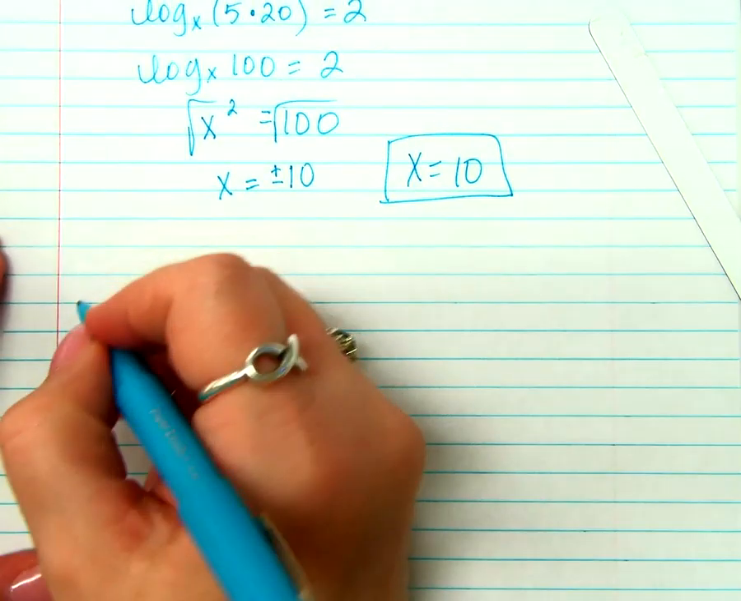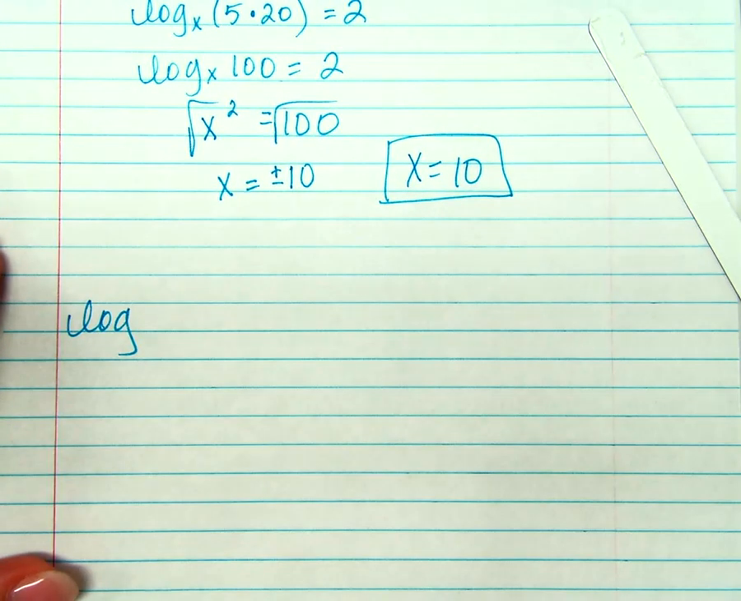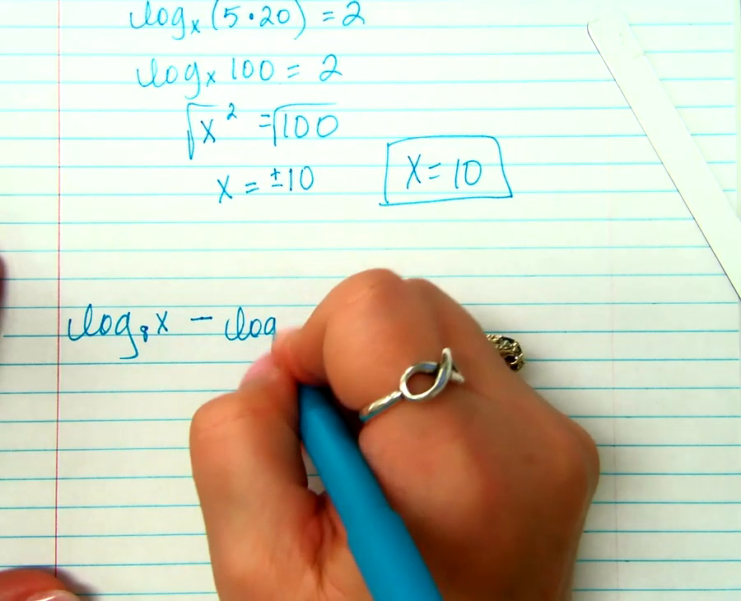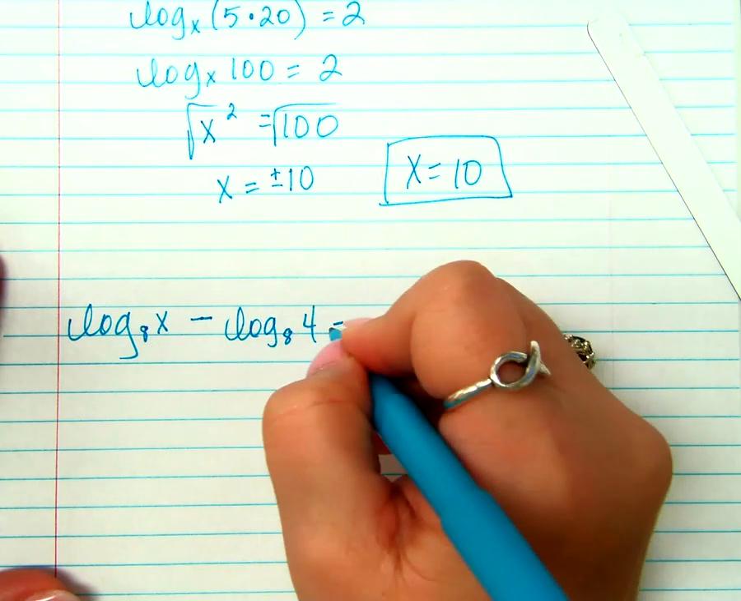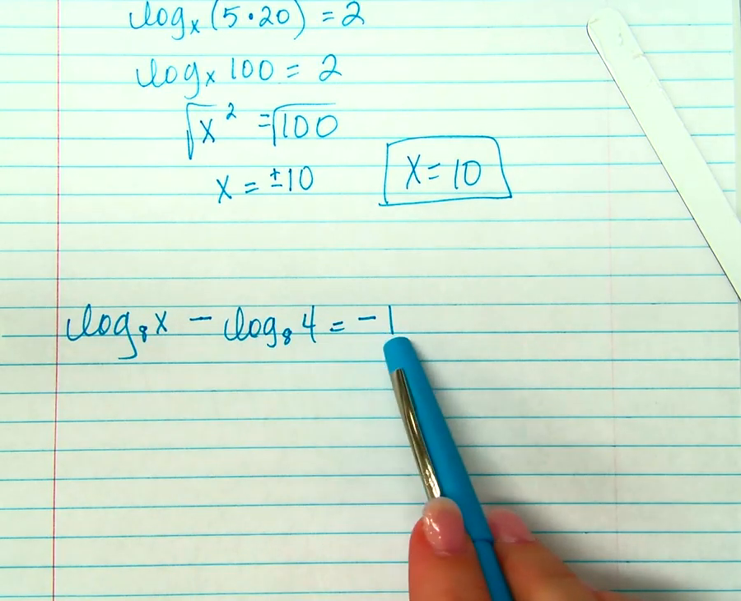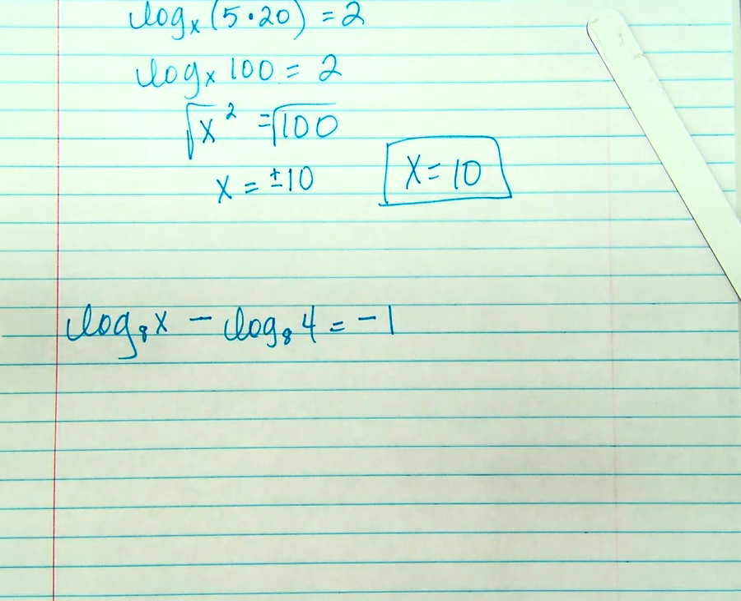And let's do this one. Log base 8 of x minus log base 8 of 4 equals negative 1. So I want you to keep this in mind as we're going. Are logarithms allowed to equal a negative number? So let's work through it, and we'll decide at the end if our answer is reasonable. Okay? What do you think I should do first?